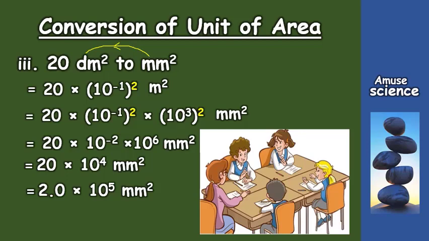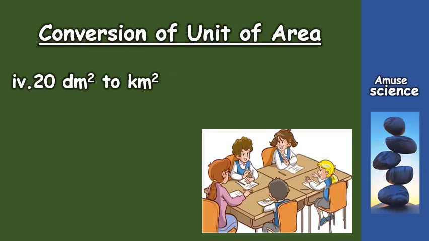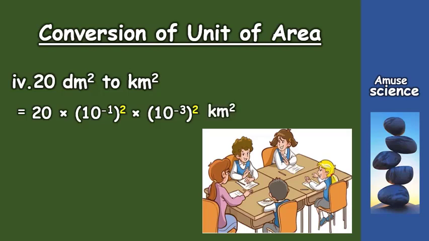Now the fourth one, we are supposed to convert 20 decimeter squared to kilometer squared. As at this time, I know you can easily do that. So let's go through very quickly. We are going to get 20 times 10 exponent minus 1 squared times 10 exponent minus 3 squared, and this converts our answer to kilometer squared.